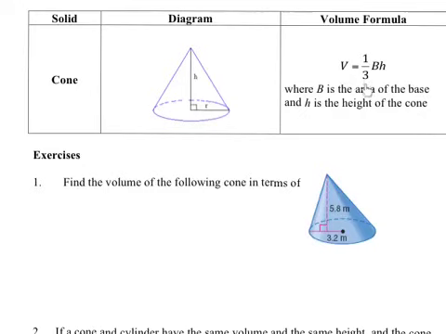It's still 1/3 times the base area times the height. Again, capital B is the base area, h is the height of the cone. It doesn't have to be a right circular cone. The formula still applies. Okay, so the first one, we're going to find the volume of this cone, and we're going to round to the nearest tenth.